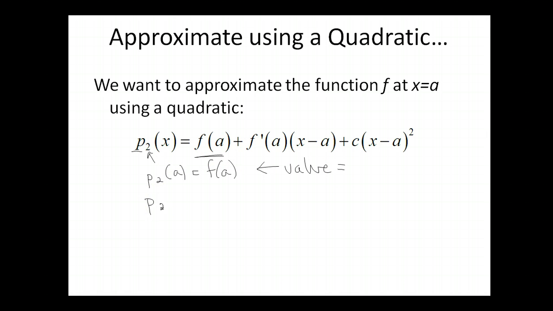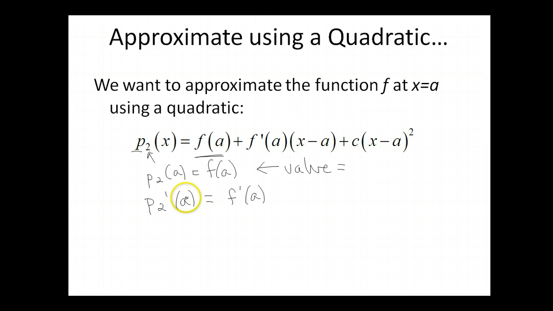Well, what about P2 prime at a? What would that be? Well, we want to look at P2 prime first of all. So what would the derivative of P2 be? This would be gone. f of a would be gone. The derivative would keep this term here, so we would have f prime at a for here. And then we would have some stuff over here, right? We would have 2c times x minus a.